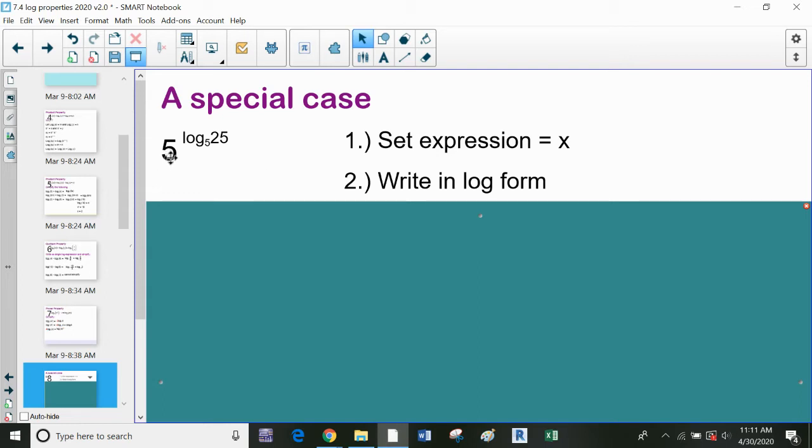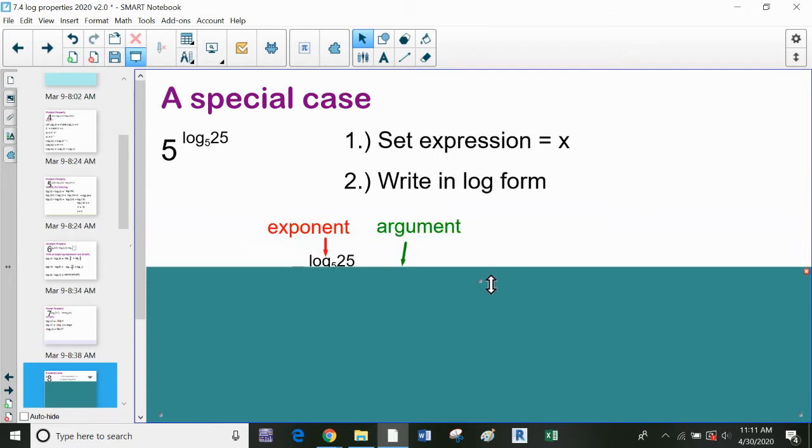Well, it's an exponent. It's a base raised to an exponent. So first thing I do, with all of these, set them equal to x. Now, if I'm in exponent form, the way I undo that is to write it in log form. So we are going to do that.